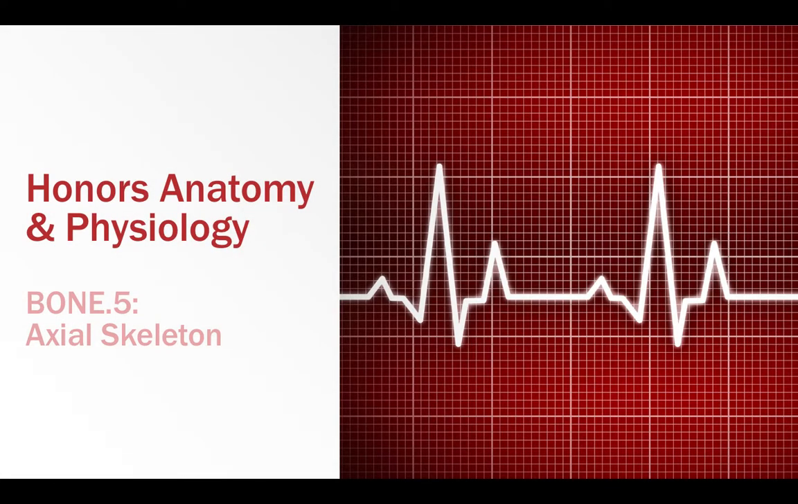In our second unit that covers the skeletal system, we'll be talking about how it's organized, and that includes both the names of all of the bones as well as the names of different joint structures and the ranges of motion that those joint structures are capable of. In the Bone.5 video, we'll only be focusing on the axial skeleton.